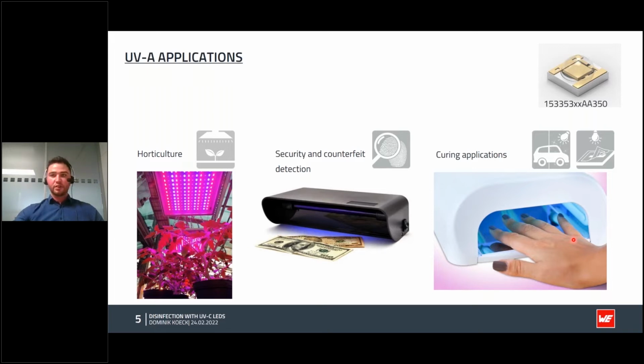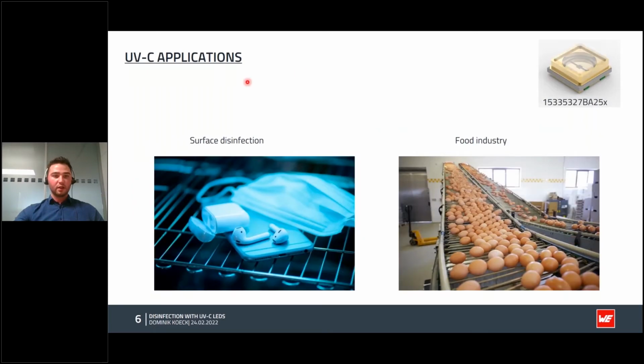On the other hand, the UVC light can be used for disinfection. Currently the most important would be the surface disinfection. You can disinfect whatever you want. You can disinfect the surface of masks, of your phone. You know, there are a lot of germs on your phone, much more even than on a toilet seat. So this is a really nice application to simply kill off all the germs on your phone.